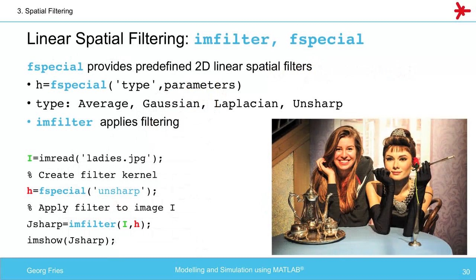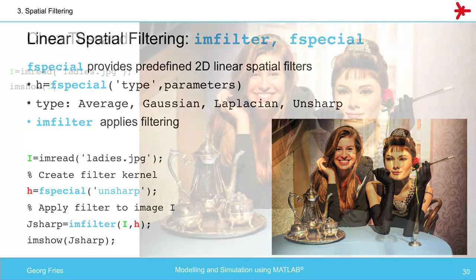The Image Processing Toolbox implements linear spatial filtering using the function imfilter. The fspecial function produces several kinds of predefined filters in the form of correlation kernels. For example, kernel types are average, Gaussian or unsharp masking, which you might know from Photoshop.